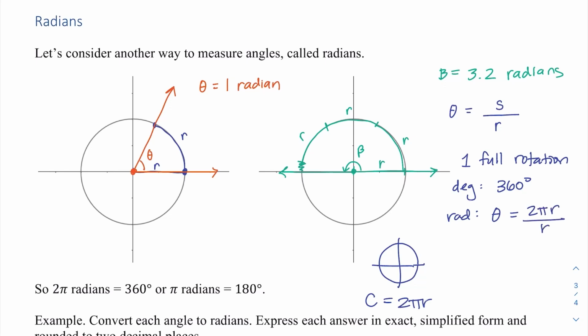And then I'm still dividing by the radius, but I can see that this nicely crosses out, and it just gives me that 1 full rotation is 2 pi. So I can see now that 2 pi radians and 360 degrees are equivalent, and pi radians and 180 degrees are equivalent.